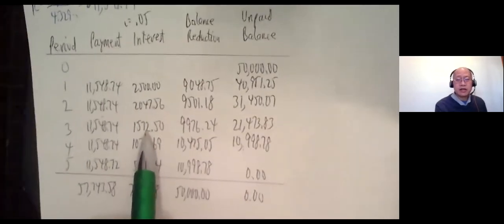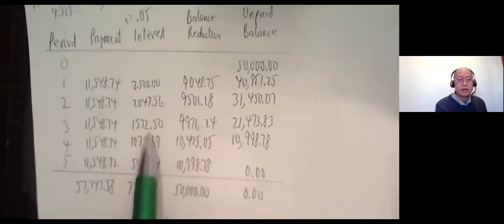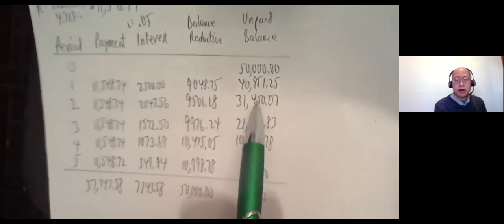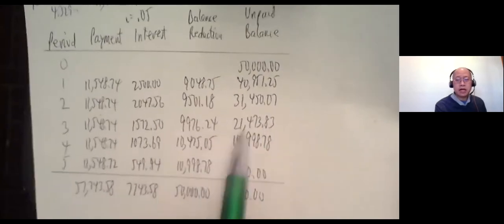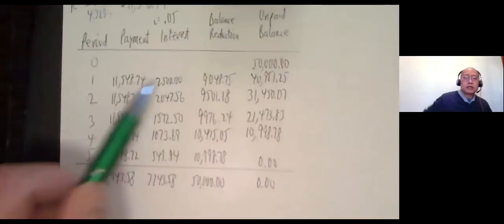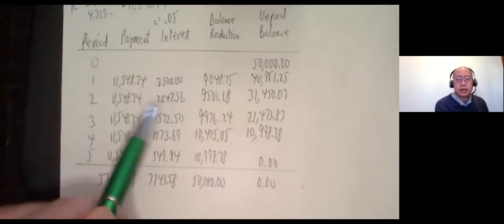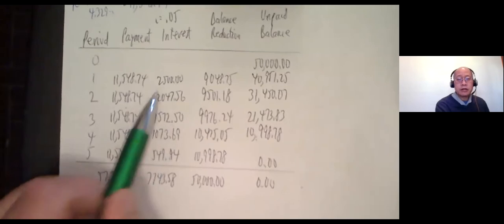5% of that is 1572.50. So subtract that minus that, 9976.24. So now that minus that is 21,000. Again, notice you're paying less interest. In this case, it looks like by about 500, right?